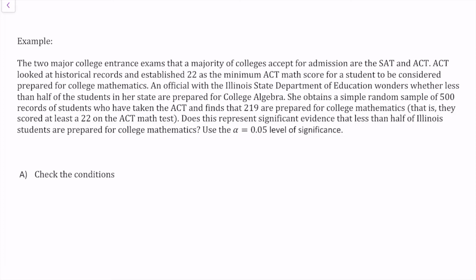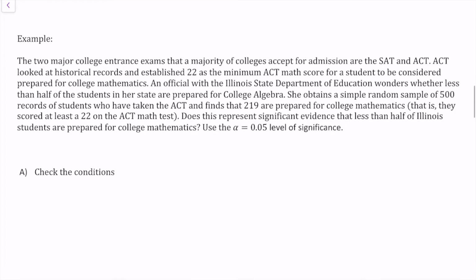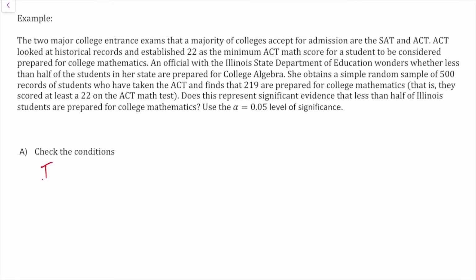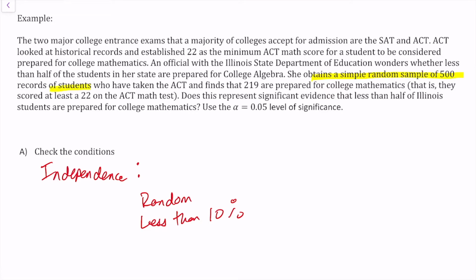All right, folks. First order of business is we need to check our conditions. So, what's that first condition? Independence. And the way we check that is through randomness. And did we sample less than 10%? All right, well, the random question, that's pretty easy to answer. It says that she obtains a simple random sample of 500 students. So did we conduct random sampling? Yes, we did.